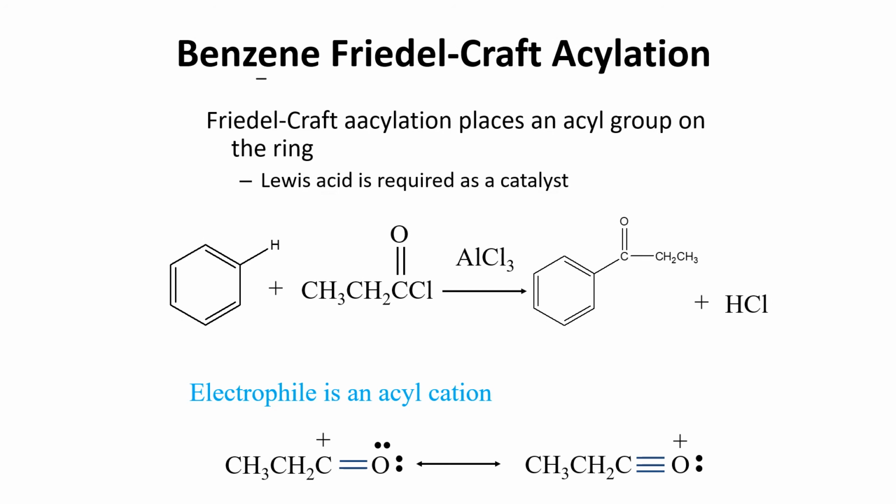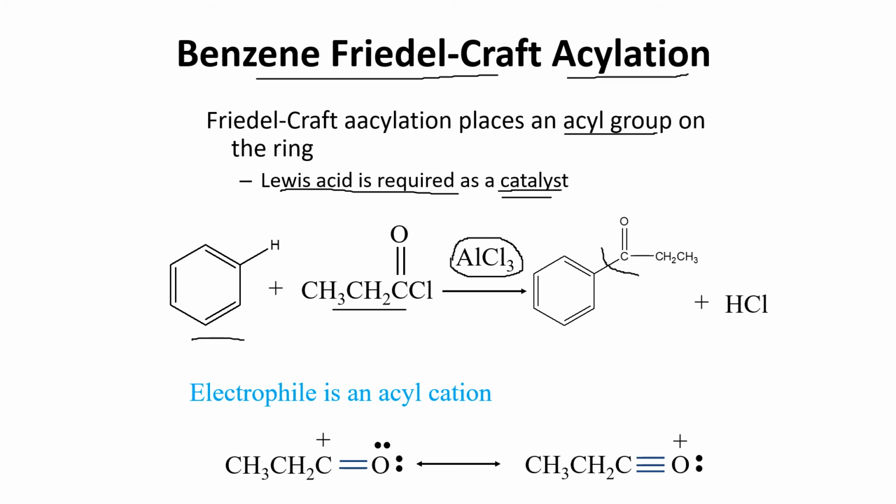So this one is a similar Friedel-Crafts reaction, but it is acylation this time instead of alkylation as on the previous slide. The main difference is that in this reaction we place an acyl group on the ring. In the previous one we placed the alkyl group. A Lewis acid is again required as a catalyst, just like the previous Friedel-Crafts alkylation. The same Lewis acid is used, aluminium chloride, and the reactant donates the acyl group to the benzene molecule, which we can see is attached here.